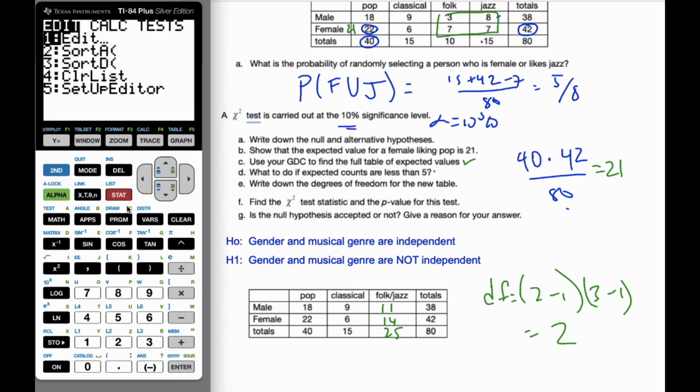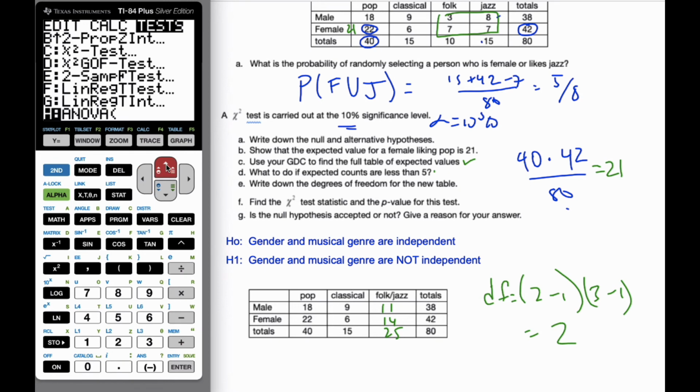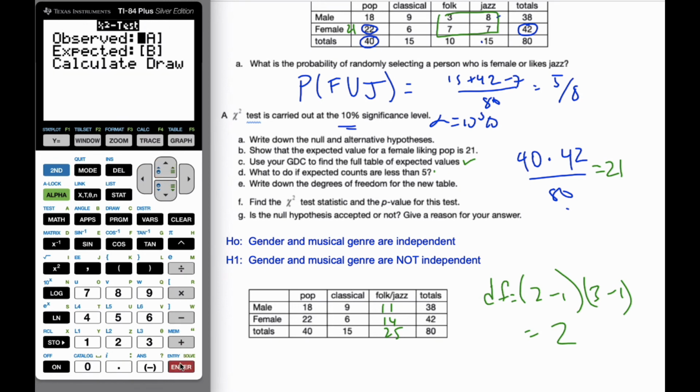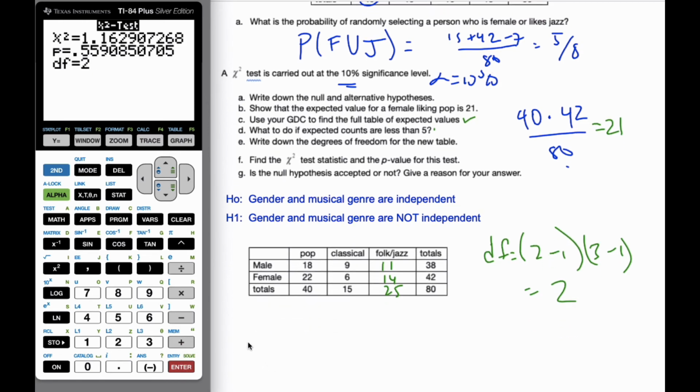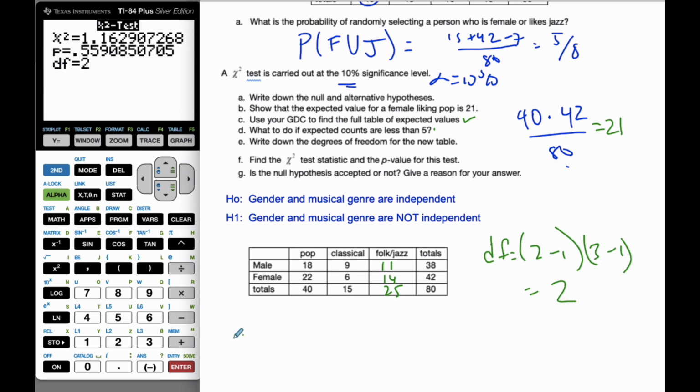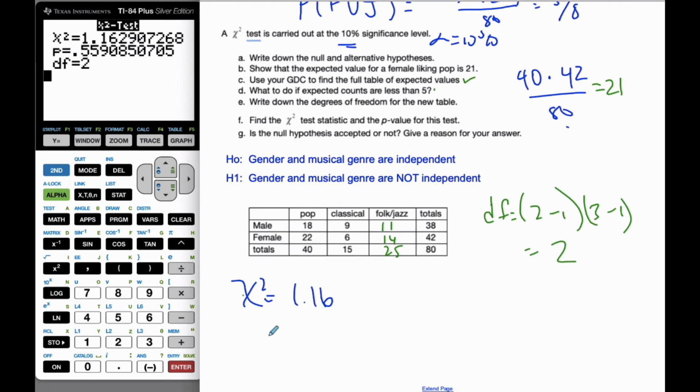So we're going to go to statistics, then the test. Again, it's C. I have changed my table for observed A. It'll put it in B. I'm going to calculate it, and I can see that my chi-squared value is 1.16 to 3 significant figures, and the p-value is equal to 0.559. And so is the null hypothesis accepted or not?